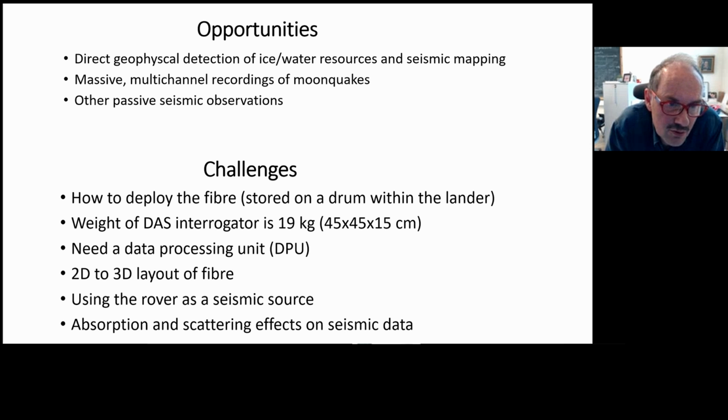Challenges, more challenges than opportunities maybe on this slide. How to deploy the fiber. That is a critical phase, I think. Weight of the interrogator is 19 kilos presently. We are looking into how that could be reduced. We need a data processing unit in the lander. And of course, to create a 3D layout of the fiber is also a challenge, but we think it's possible. And of course, the use of the rover as a seismic source, that is also a challenge, how to design that. And of course, absorption, scattering effects, etc. on the seismic data. So then I think I stop there.